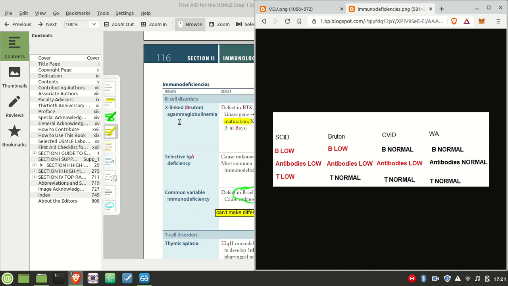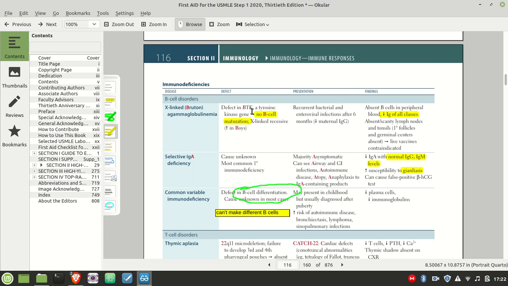X-linked A-gamma globulinemia, also known as Bruton's A-gamma globulinemia. So just keep this in mind. Low B cells, low antibodies, normal T cell count. Let's see why. Bruton's tyrosine kinase, no B cell maturation. Holy moly. If you can't get your B cells maturing, if you can't get your B cells to actually become B cells, well then of course you're going to have a problem with B cell count, low B cells.